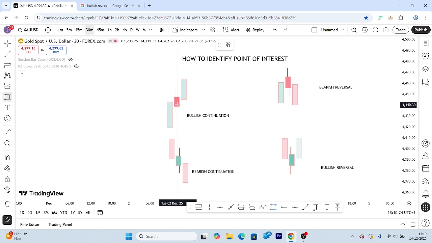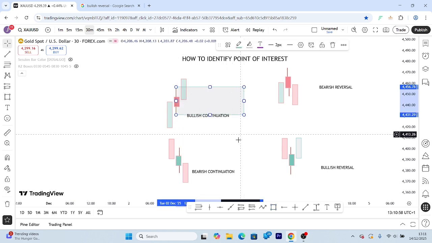So we'll calculate, using our eyes, the proportion of the body of the candle compared to the wick. Now, if the wick and the body of the candle are of the same size, then the best way to draw our point of interest is that we'll come here, starting from the wick down to the last wick, then we'll pull it down here.